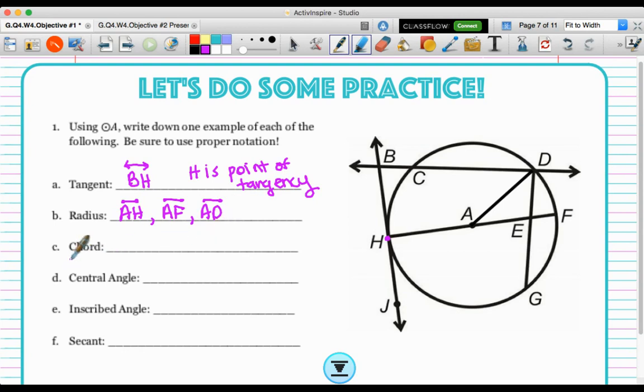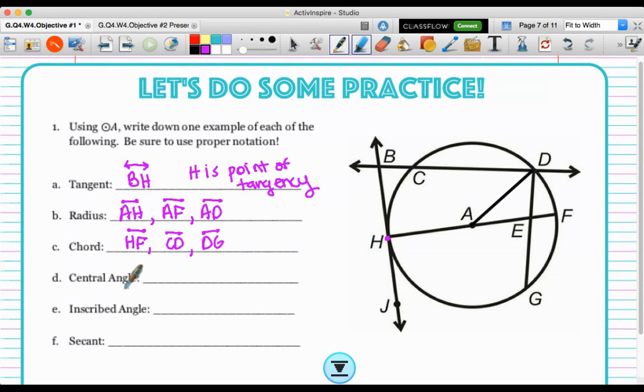What about a chord? Remember, a chord is a segment. So HF could be a chord. That diameter is actually a chord. What else? CD, as long as you're talking about just that distance from C to D. D to G. And note I can switch any of these letters. Those are the only three.